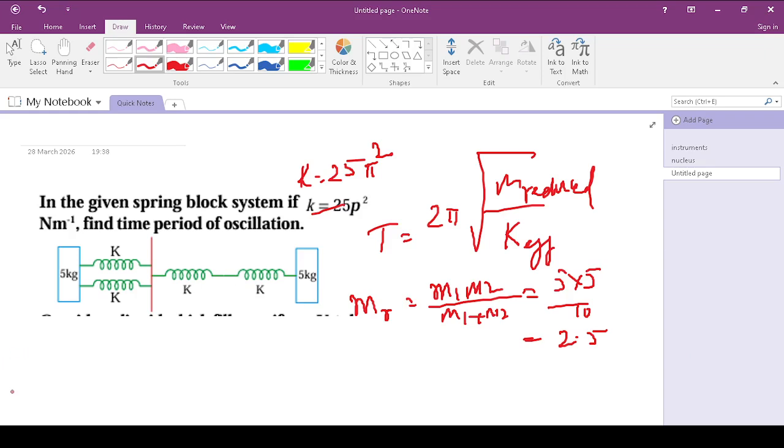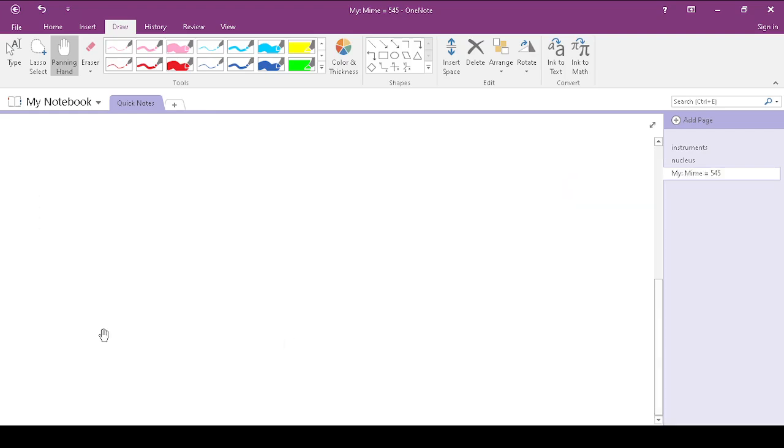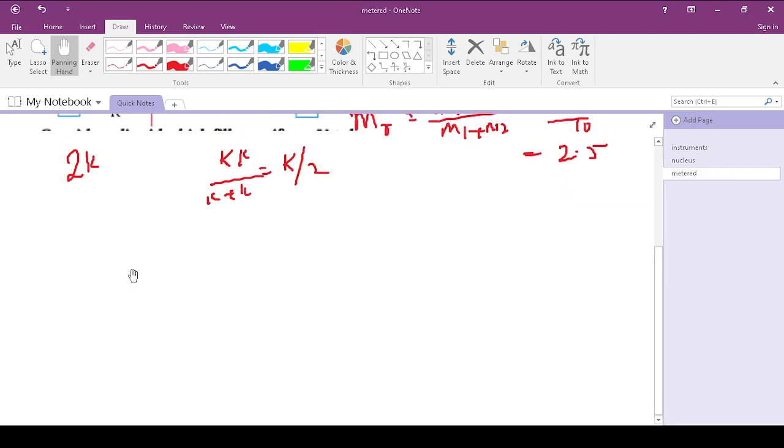Now you have to find the K effective value. So these are parallel. Those K are in series, K1 K2 by K1 plus K2. Solve, you get K by 2, and the resultant one is again in series.